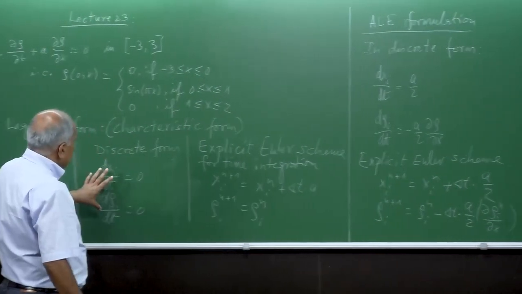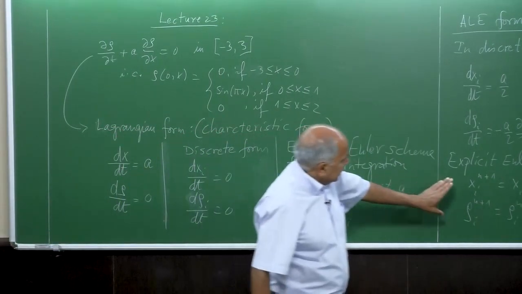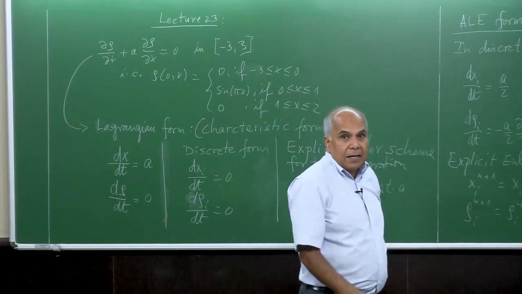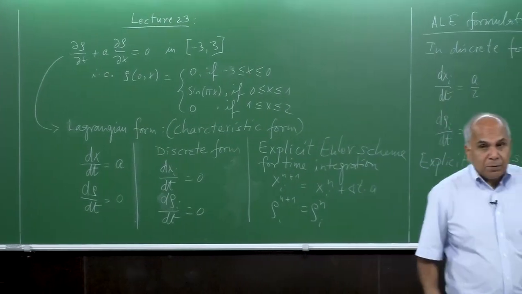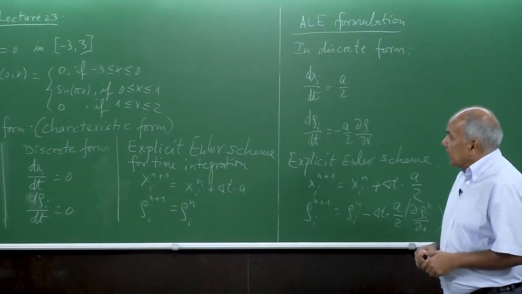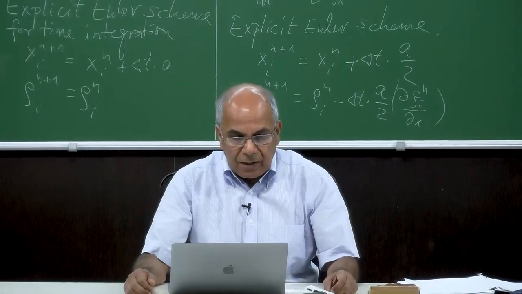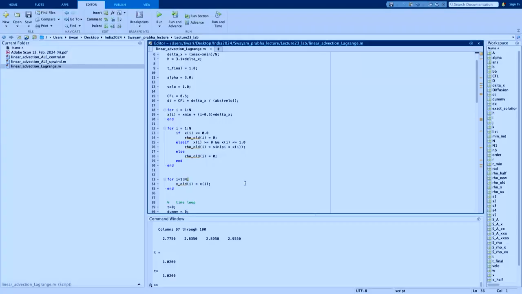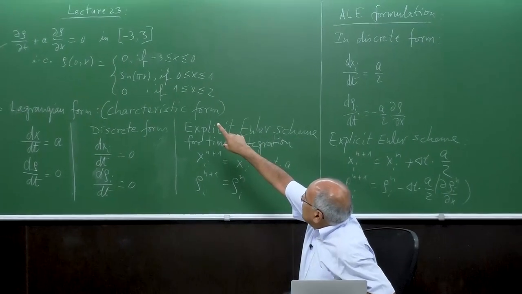Now, I will implement this scheme and this scheme in MATLAB. Let us see how we can implement the MATLAB code. I hope you can reproduce the same result that I will show. Okay, now let us come to the MATLAB code. So here, my domain is minus 3 to 3, and I am going to solve exactly this equation. And this is my initial condition.